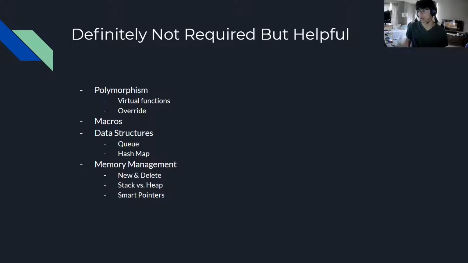So the first thing is polymorphism, specifically virtual functions and overriding those virtual functions. Next thing is macros, so your stuff like hash defines. Data structures like a queue and a hash map, vectors, memory management, so the new and delete operators, stack versus heap, and smart pointers. Okay, so that's really all it is.